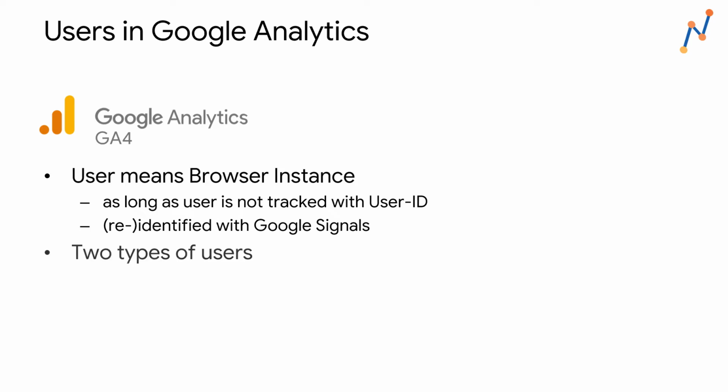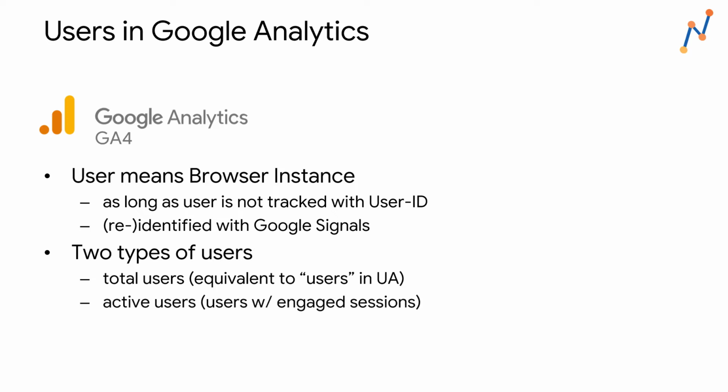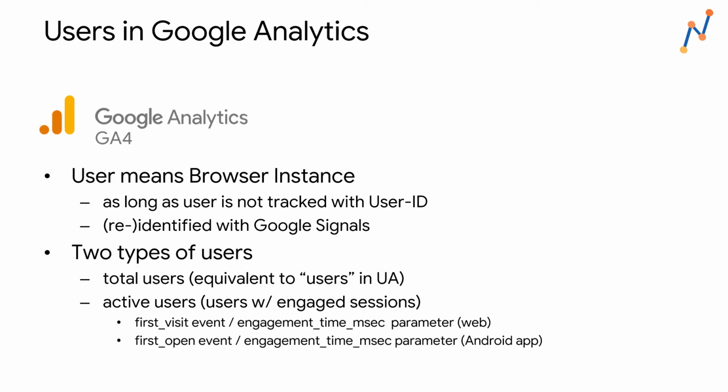GA4 comes along with 2 types of users: total users, which is the equivalent to users in Universal Analytics, and active users, which only counts users with at least 1 engaged session or when Analytics collects the first visit event or engagement time millisecond parameter from a website, the first open event or the engagement time millisecond parameter from an Android app, or the first open event or user engagement event from an iOS app.